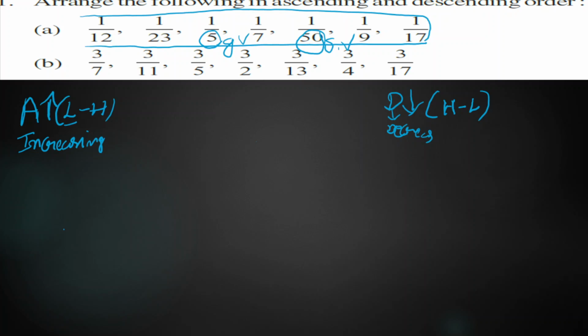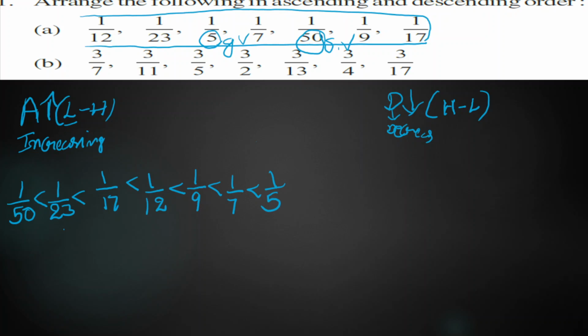So, let's start with the lowest value. Here the lowest value is 1 by 50 because the greater denominator is the smaller value. So, 1 by 50 is smaller than all the fractions. So, this 1 by 50 is less than 1 by 23 and this 1 by 23 is less than 1 by 17 and this 1 by 17 is less than 1 by 12 and this 1 by 12 is less than 1 by 9, and this 1 by 9 is less than 1 by 7, and this 1 by 7 is less than 1 by 5.